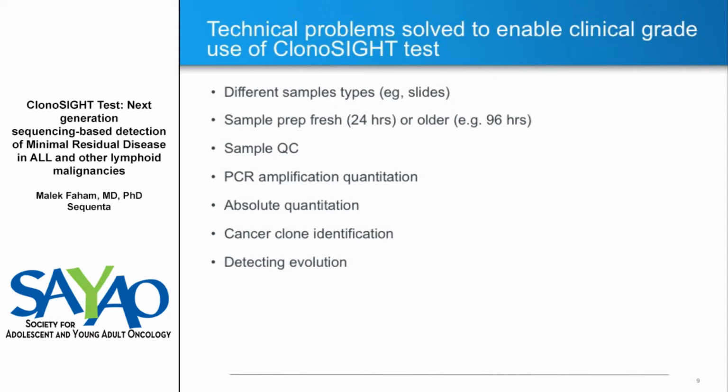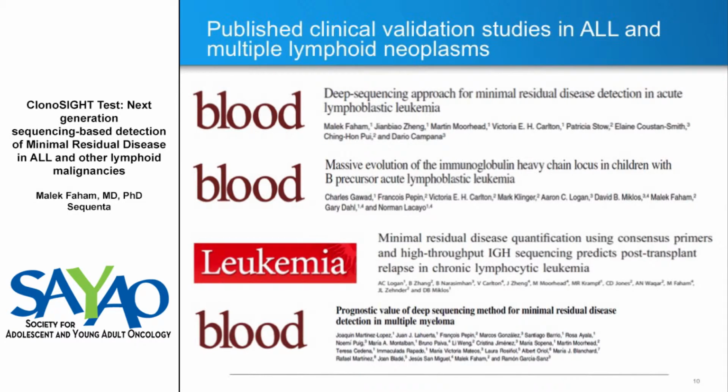How do you go from relative to absolute quantitation? How do you identify the cancer clone? And finally, how do you detect evolution? So there's lots of technical details that I won't go into each one separately, but I will focus on the fact that after doing all that, you're able to get very nice validation in lots of clinical studies.